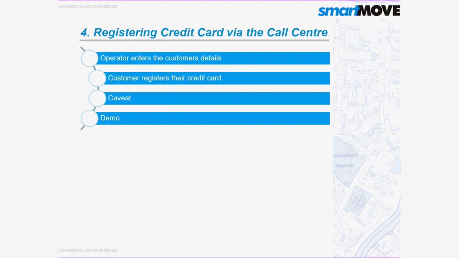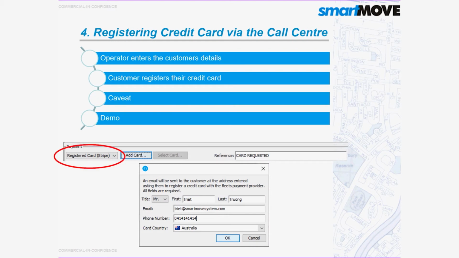The second way for a customer to register a credit card for use in your fleet is to do it via the call center or the base. So the way this is done is as follows. When creating a booking, the operator will select registered card as the form of payment in the payment section of the booking form. The operator will then press add card and then enter in the customer's details.